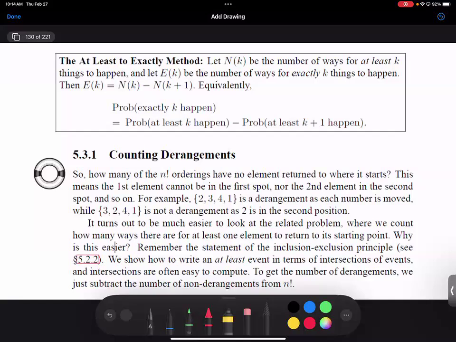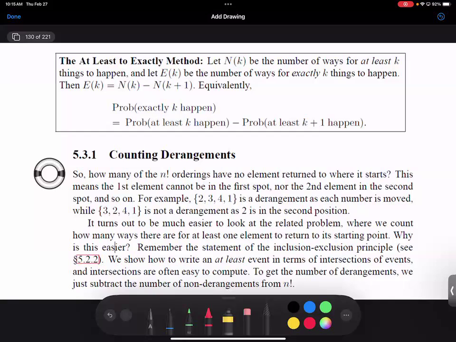So if I say it happens at least k times, it means it happens either k times or k plus 1 or k plus 2 or k plus 3, etc. So if I want to know the probability it happens at least 5 times, just look at the probability it happens 5, 6, 7, 8, 9, etc. Subtract from that the probability it happens 6, 7, 8, 9, etc. And that will leave you with exactly. So I can go very easily from at least to exactly.